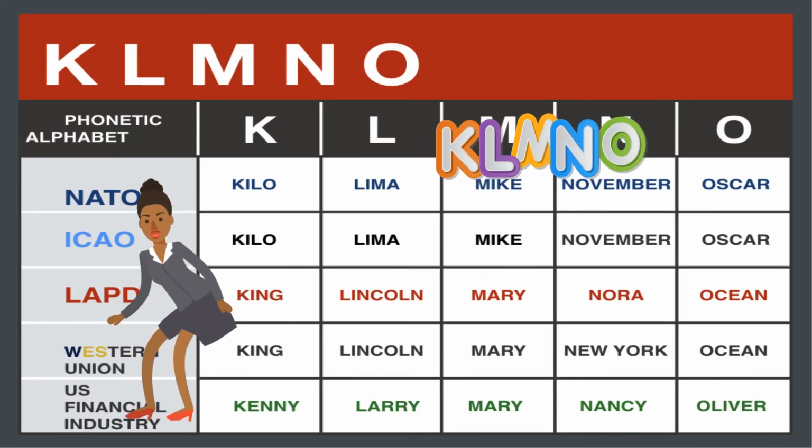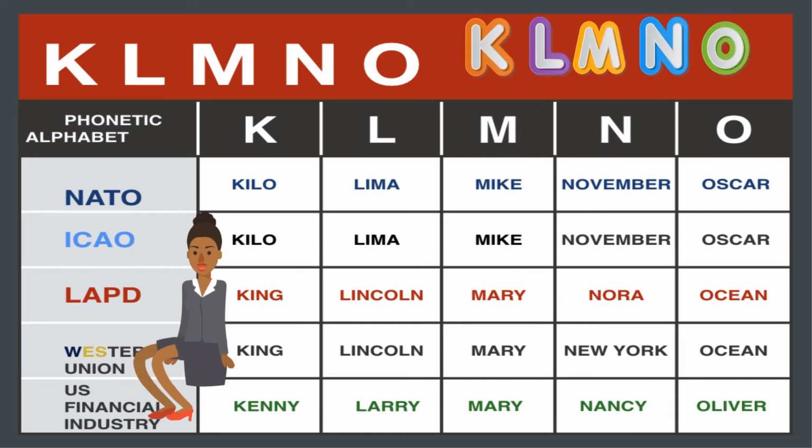Guys, please look at the vertical column. For example, for the letter K corresponding codes as in the next words: Kilo, King, Kenny. For the letter L: Lima, Lincoln, Larry. For the letter M: Mike, Mary. For the letter N: November, Nora, New York, Nancy. For the letter O: Oscar, Ocean, Oliver.